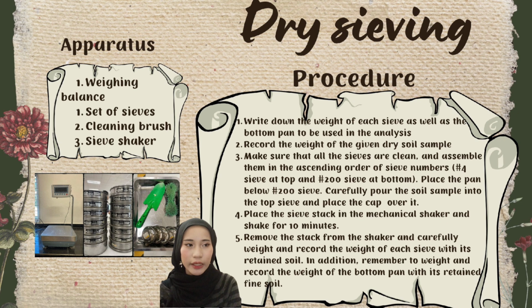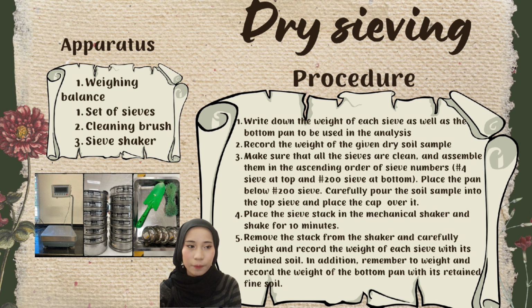The procedure. Firstly, we need to write down the weight of each sieve as well as the pan to be used in the analysis. Secondly, record the weight of the given dry soil sample. The third one, make sure that all the sieves are clean and assemble them in ascending order of sieve numbers. Place the pan below the 200 micron sieve. Carefully pour the soil sample into the top sieve and place the cap over it.